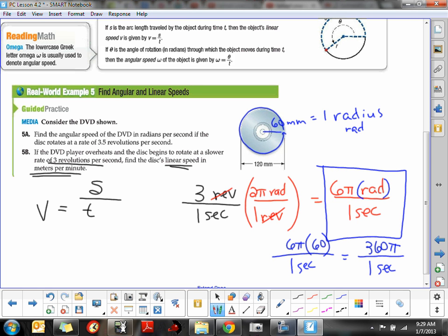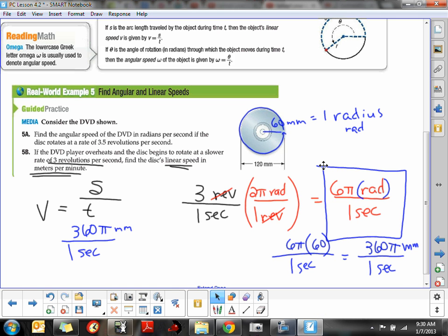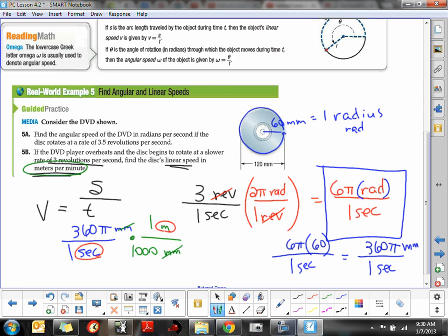So we now have 360 pi as a distance in millimeters, since that's what our radius was measured in, per 1 second. Now, we're going to have to get our final answer in meters per minute. So we want to get rid of millimeters. The fastest way to get rid of millimeters is, if you think about it, how many millimeters are in 1 meter? In a meter, there's 1,000 millimeters. So now we are going to be in meters per second, since those are the labels that are left. But we don't want our answer in seconds, we want it in minutes. So we want to get rid of the seconds.